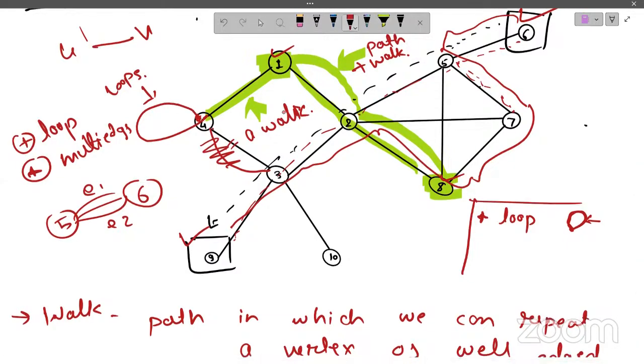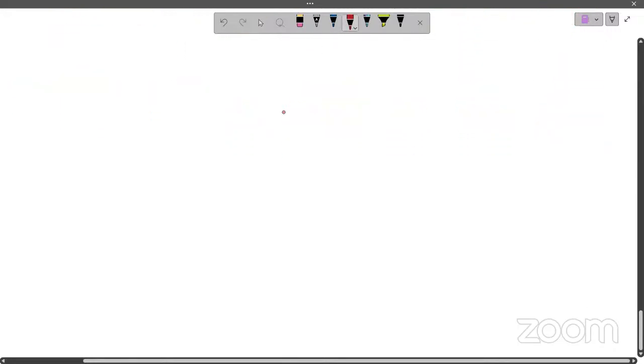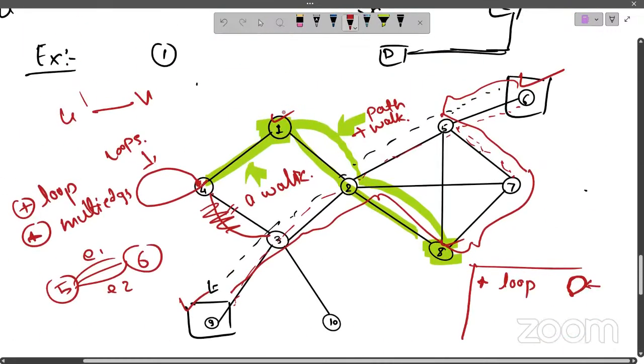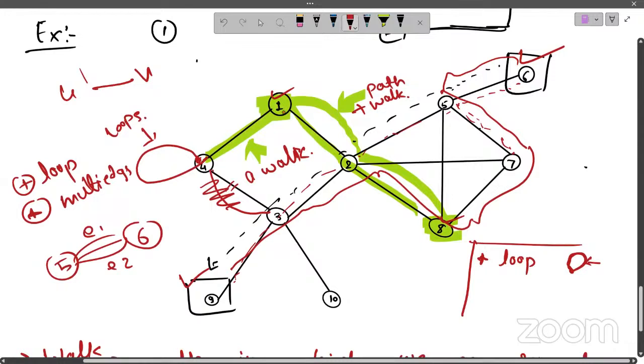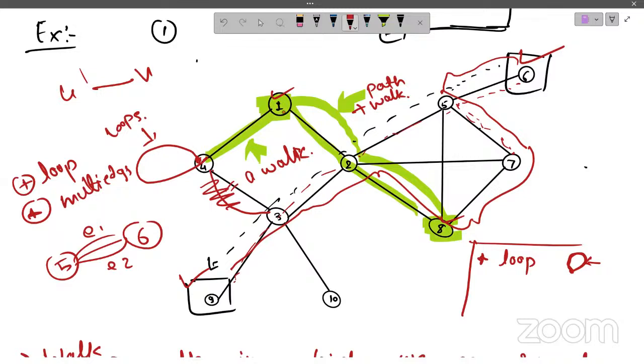So walk and path are clear to you? Ma'am, a path can be a walk, but a walk need not necessarily be a path. Yeah, that's the thing. Okay, thank you.